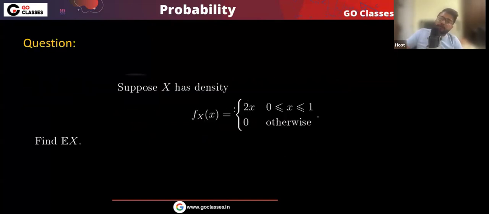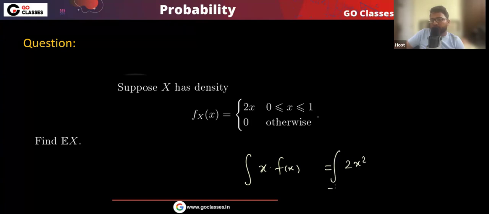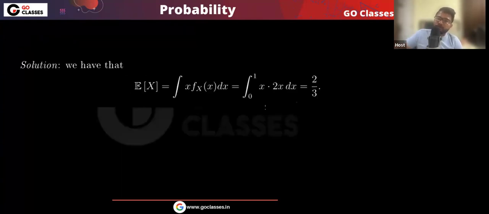For example, you want to find the expectation of this x. Then how to do it? You will be integrating x into f(x), which is 2x squared. Integrating 2x squared from minus infinity to infinity, which is from 0 to 1. So you can integrate from 0 to 1, 2x squared, which is 2 by 3.